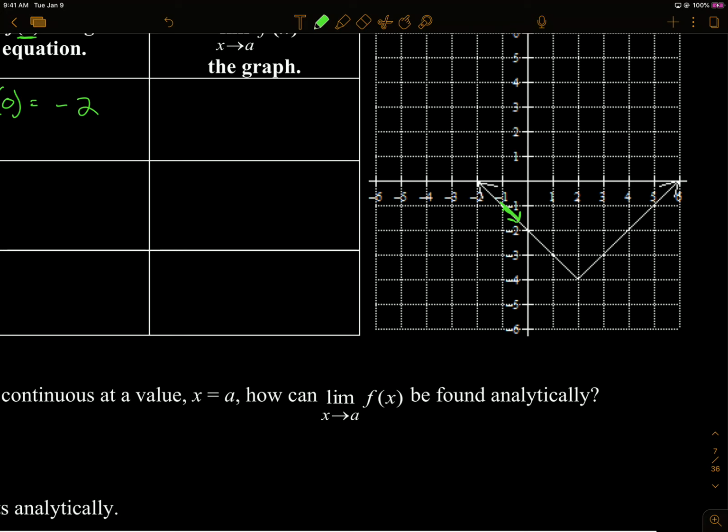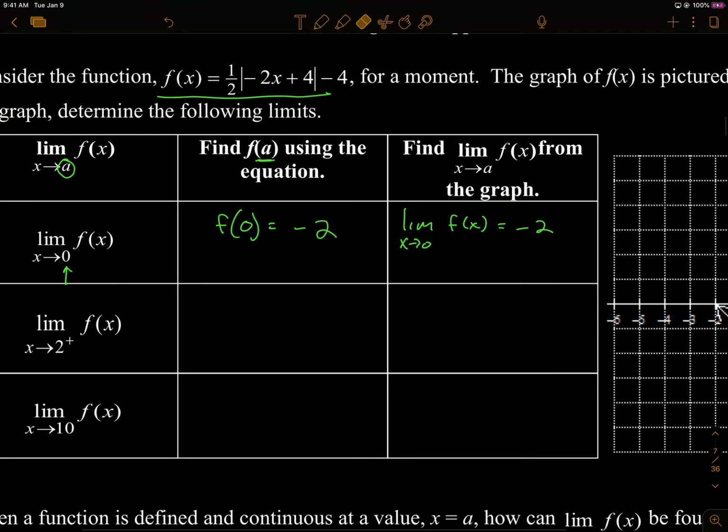We're here on the curve, and we're approaching that same height of -2. So the limit existence theorem says that if the limit from the left is going to the same place as the limit from the right, then the limit as x approaches 0 of this function must be -2. They're both going to the same height. So what we notice here is that these two values are the same.